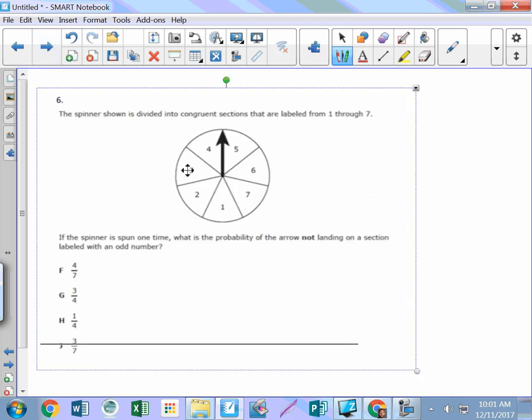6, the spinner shown is divided into congruent sections and labeled 1 through 7. If the spinner is spun 1 time, what is the probability of the arrow not landing on a section labeled with an odd number? Sections labeled with odd numbers, 5, 7, 1, 3. So that's 4. So probability of an odd is 4 out of, how many, 7? 4 out of 7. So 4 out of 7 with the odd number, that's F.